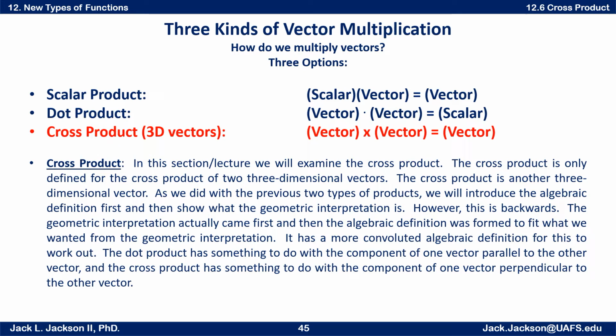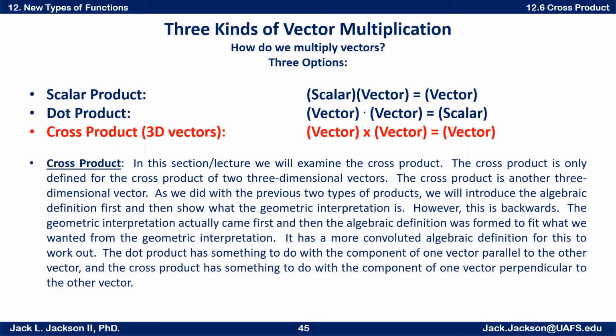So in this video, we're going to be talking about the cross product. Scalar product, scalar times vector, is a vector. Dot product, vector dot vector, is a scalar. And the cross product, vector cross vector, is a vector. Notice the different symbols for multiplication and the different type of thing that we conclude. So in this video, we will examine the cross product.